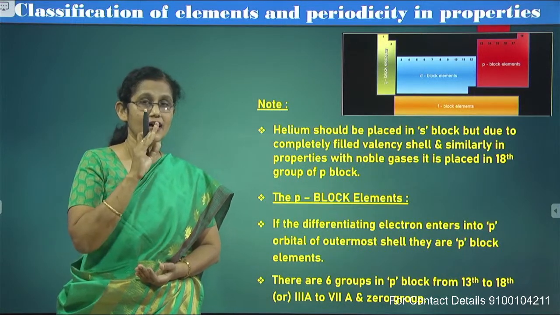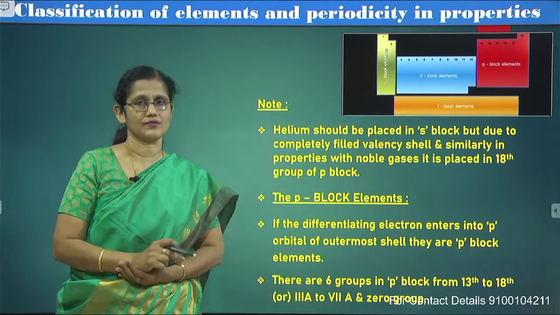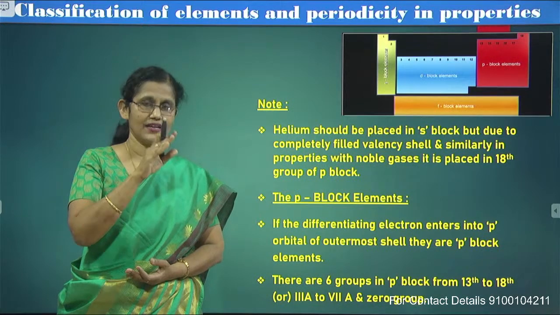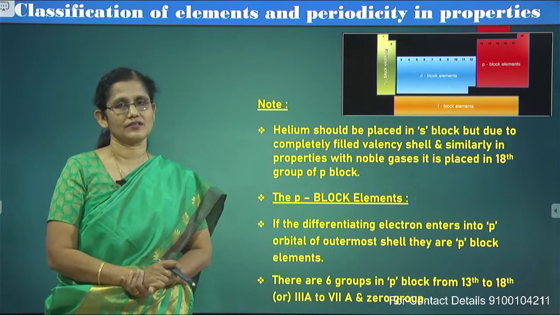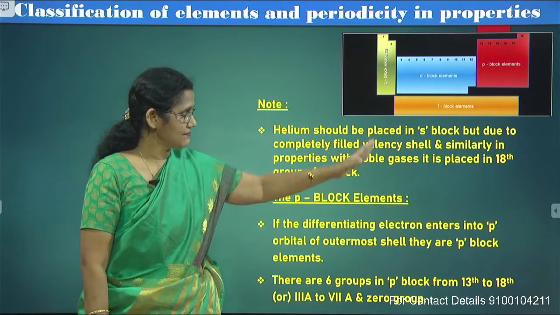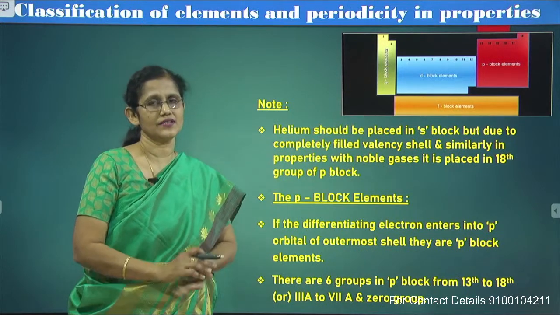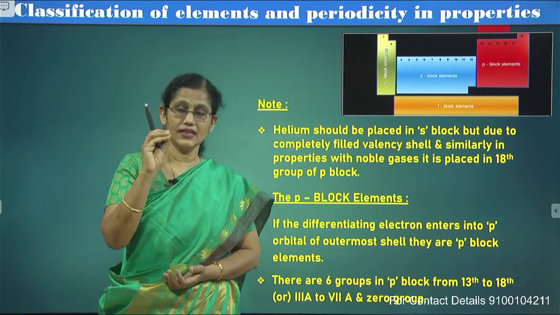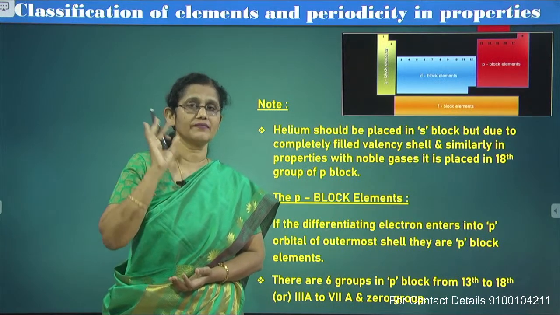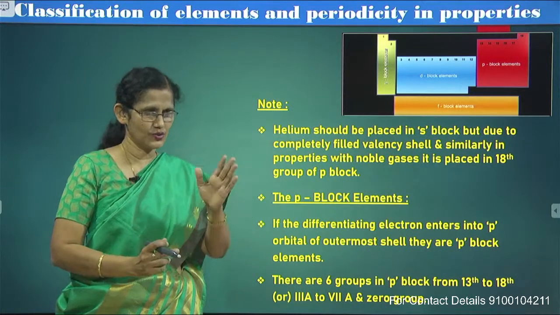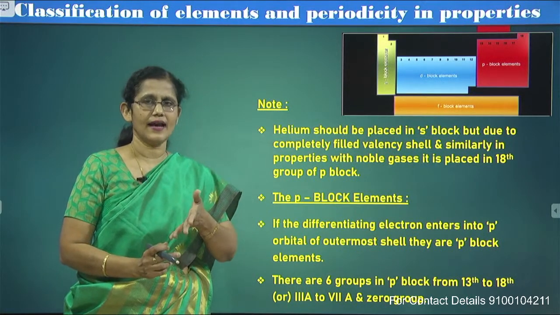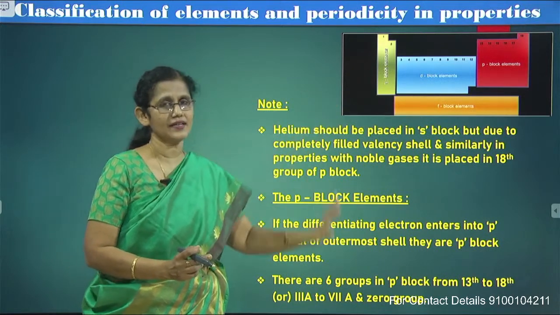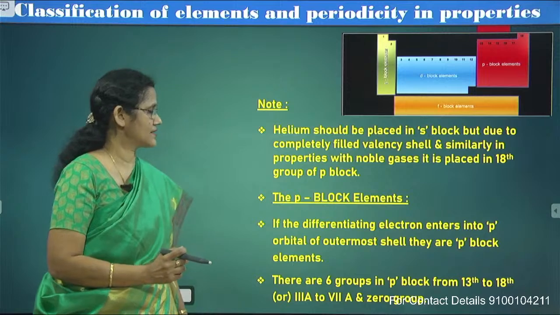So, it has high ionization potential values. It cannot easily gain or lose an electron, it has 1s2, a stable configuration, right. So, it resembles noble gases in properties. So, it is placed under p block. By definition, helium should be placed along with s block elements, right. Due to similarity in properties and completely filled valency configuration, it is placed under the 18th group, right, an exception.